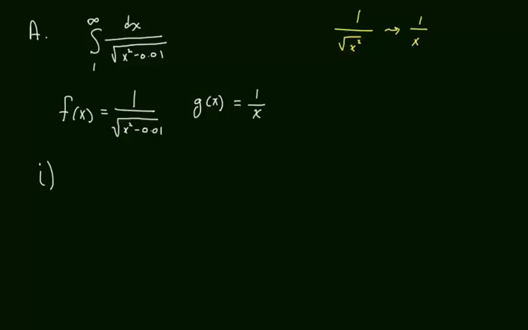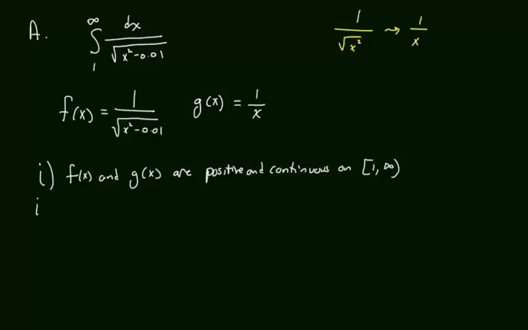So step 1, we're going to say that f of x and g of x are positive and continuous on the interval in question here, which would be 1 to infinity. All right, that's how we start them all.